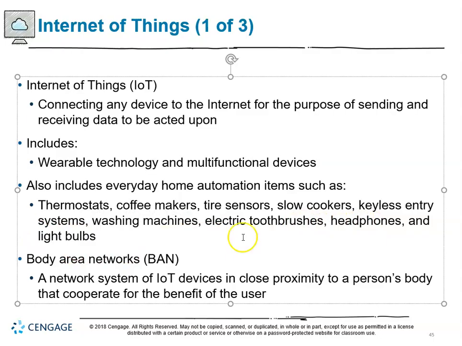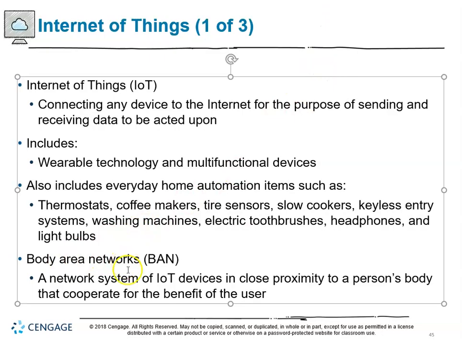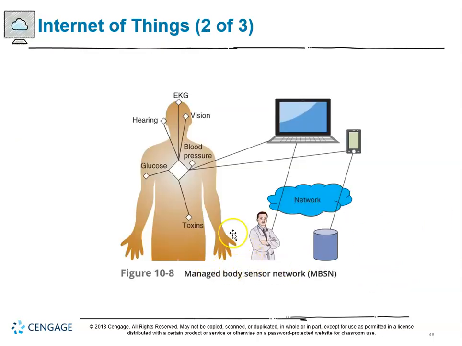We also, when we're talking about the Internet of Things, talk about body area networks. I mentioned them as personal area networks. This is a network of devices in close proximity to a person's body, like a Fitbit, things of that. Here's a graphic that shows that. You have the laptop, you have the smartphone, you have the cloud. Here's your medical professional who's monitoring the data that's being picked up from this device.